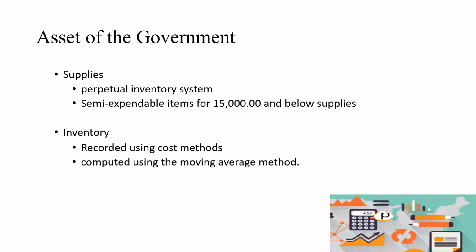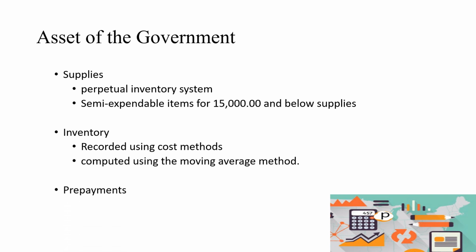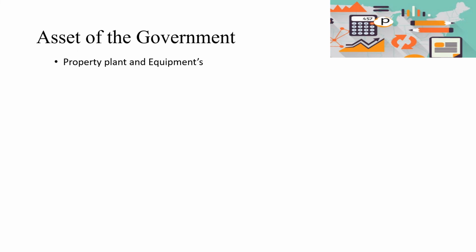Next, we also have the inventory account. So, si inventory, nire-record siya using the cost method and the cost of computation ang ginagamit ni government ay moving average method. Okay? Next, we also have the prepayments. So, si prepayments ang ginagamit ni government ay asset method. Next, we also have the property, plant, and equipment.